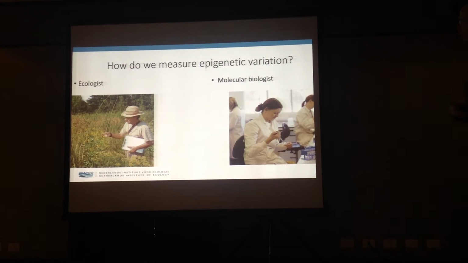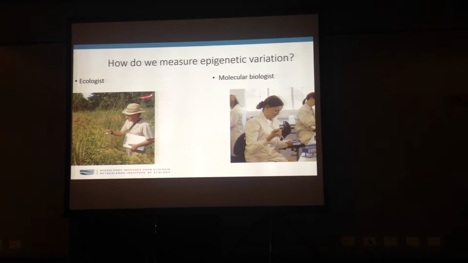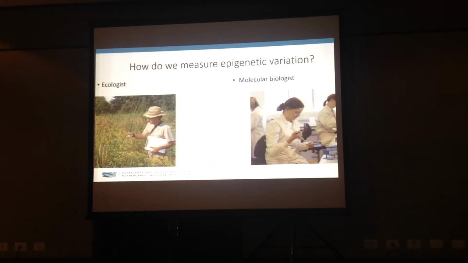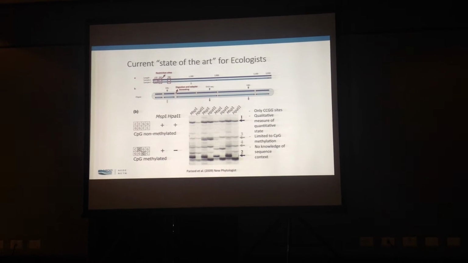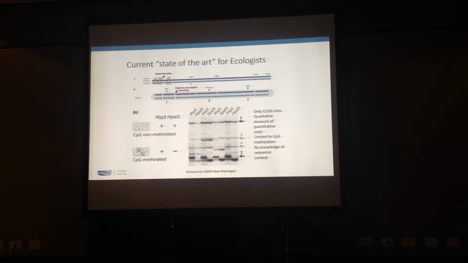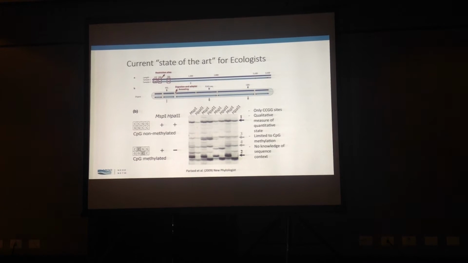So this is just a cartoon-like representation of how we measure epigenetic variation, in which I draw the ecologist and the molecular biologist. And the current state-of-the-art for ecologists, unfortunately, is a technique that I think was developed about 20 years ago. It's methylation-sensitive AFLP.